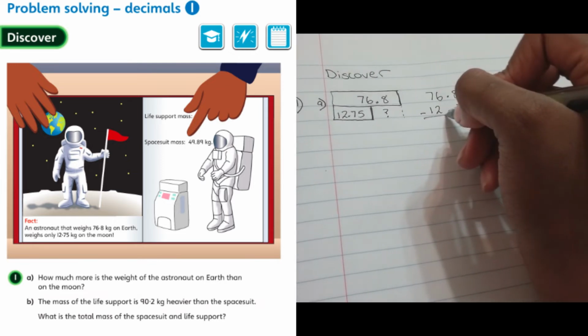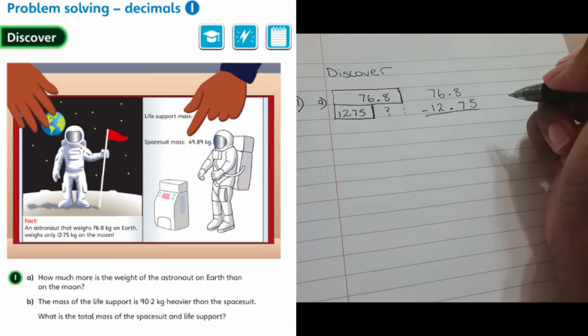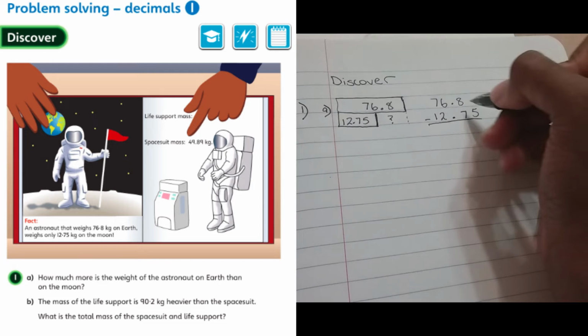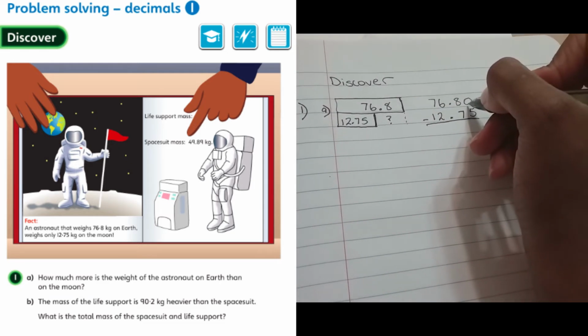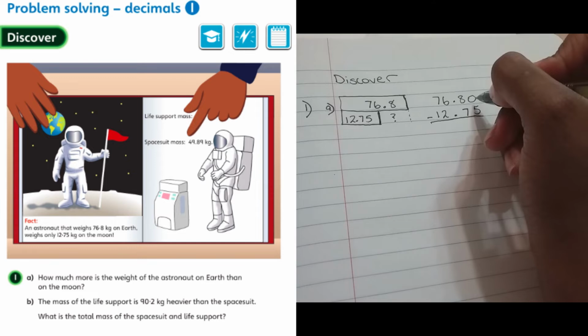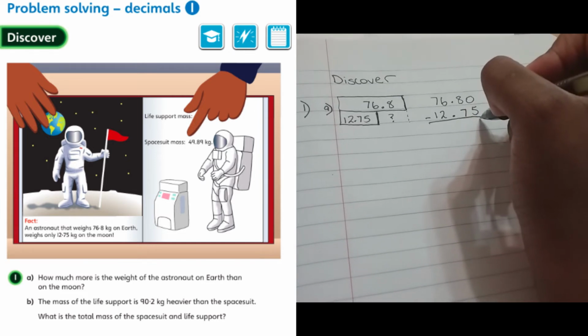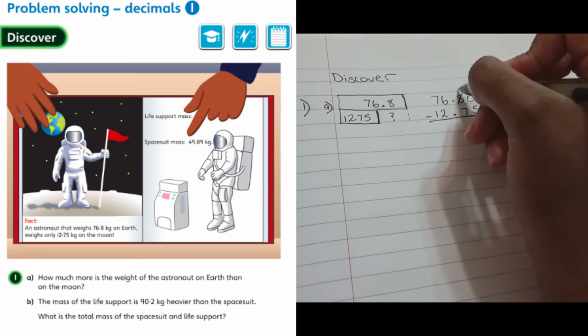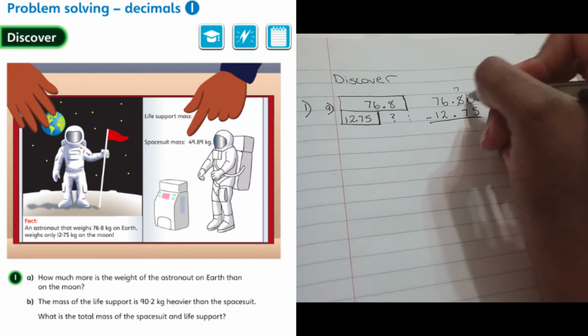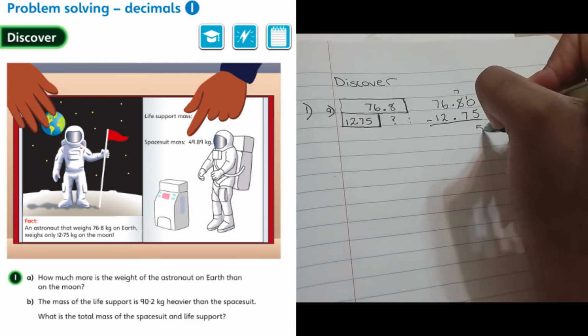Now I notice right away that I've got an empty space up here. What do I do? That's right, put my placeholder. It doesn't change the value of the number when I put a placeholder after a decimal point. So now I can do 0 take away 5. Wait, no I can't. More on the floor, so I go next door. That becomes a 7. This becomes a 10. 10 take away 5 is 5.